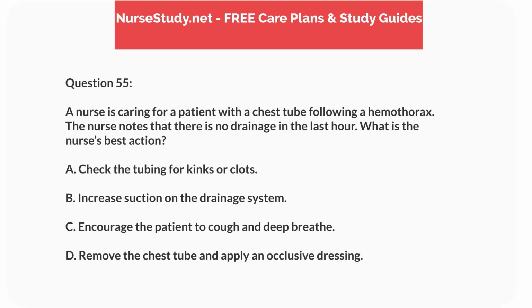Question 55. A nurse is caring for a patient with a chest tube following a hemothorax. The nurse notes that there is no drainage in the last hour. What is the nurse's best action? A. Check the tubing for kinks or clots. B. Increase suction on the drainage system. C. Encourage the patient to cough and deep breathe. D. Remove the chest tube and apply an occlusive dressing.